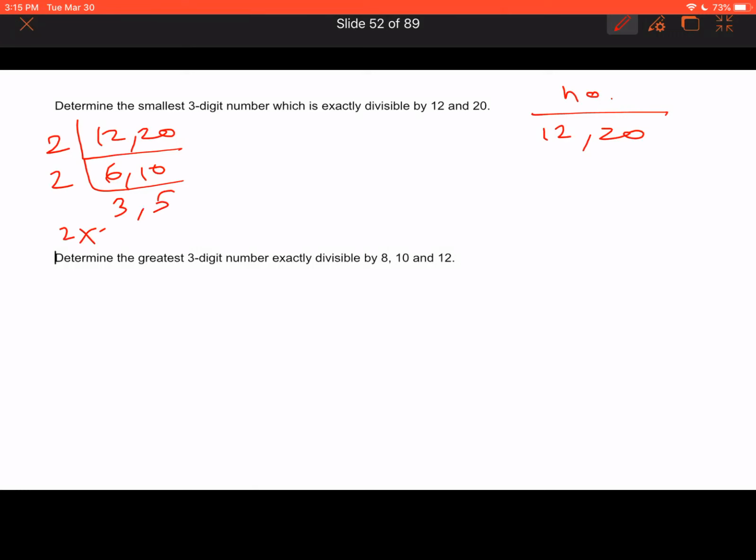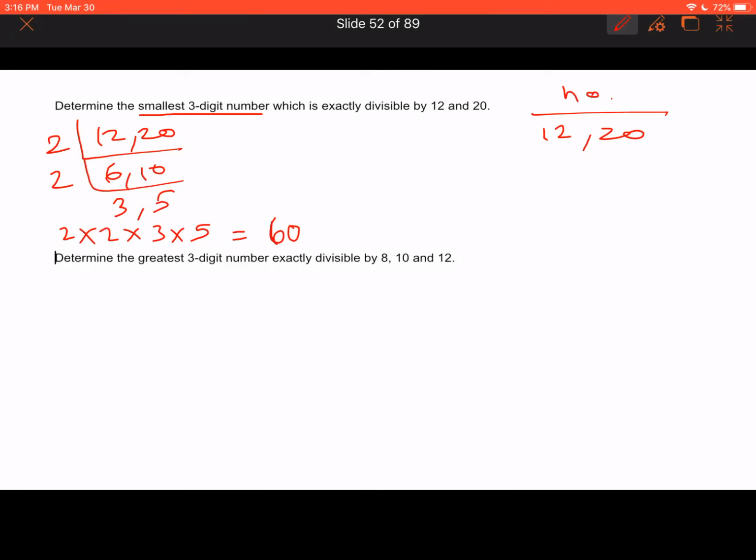As a part of finding LCM, we multiply all the numbers and it's going to be 60. So the number we have got, 60, is completely divisible by 12 and 20. But the question asks us to find the smallest three-digit number, and what we have got is a two-digit number. So we find the multiples of 60 and try to find the smallest three-digit number.